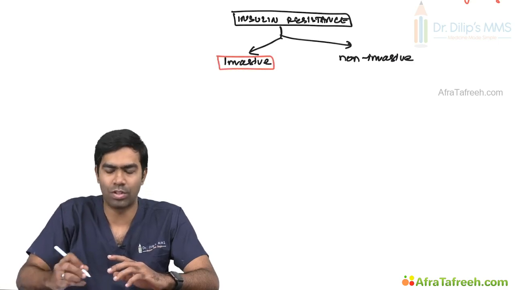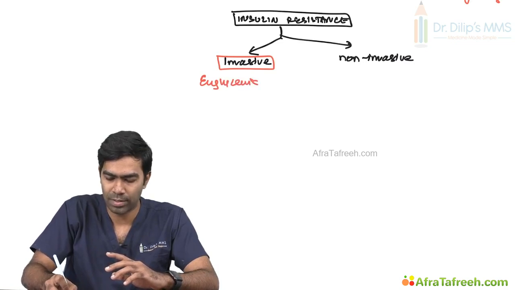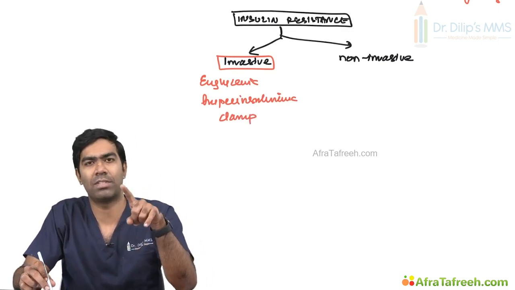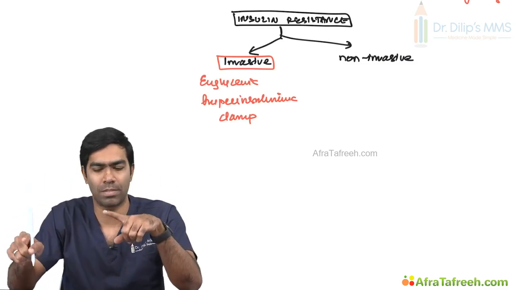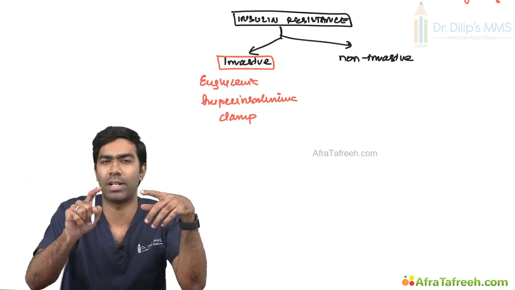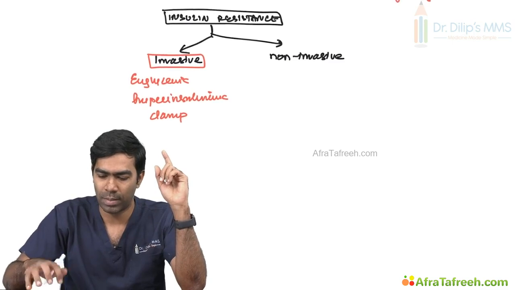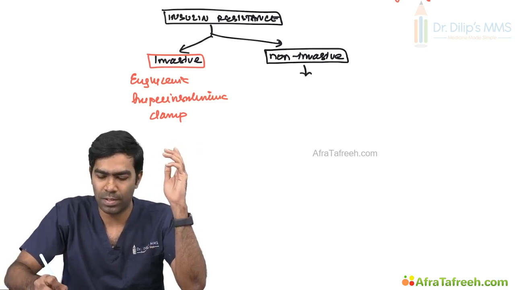Invasive techniques are of course the gold standard, which we typically refer to as the euglycemic hyperinsulinemic clamp. There are also hyperglycemic clamps, which are typically used for assessing insulin secretory capacity. But hyperinsulinemic clamps, or euglycemic hyperinsulinemic clamps, are used for assessing insulin resistance. That's the gold standard. Let me come back to that. But there are some non-invasive ways to measure the insulin resistance.